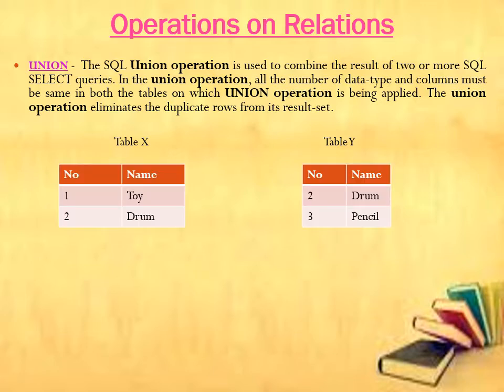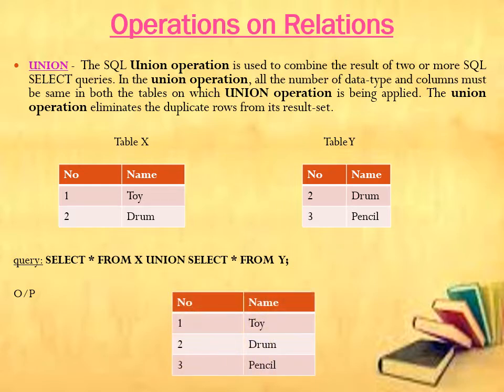Suppose we have one table X containing two columns, number and name, having values 1 toy, 2 drum, and in the second table, table Y, having also two records, 2 drum, 3 pencil. So when we apply union operation on those tables using the command select asterisk from X union select asterisk from Y, it will show the data from both the tables after eliminating the duplicate row. So output will be toy, drum, and pencil.